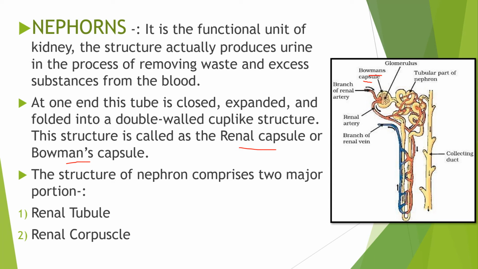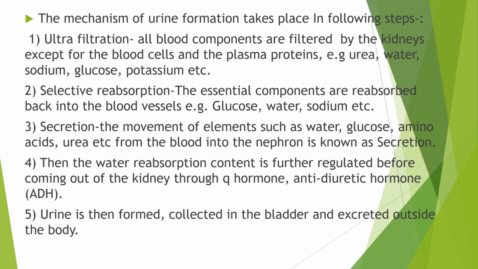It is also asked in boards and schools, so we'll also take the revision of it as well. Okay, now the structure of nephron: it comprises two major portions. First is renal tubule and second is renal corpuscle. Now the mechanism of urine formation takes place.